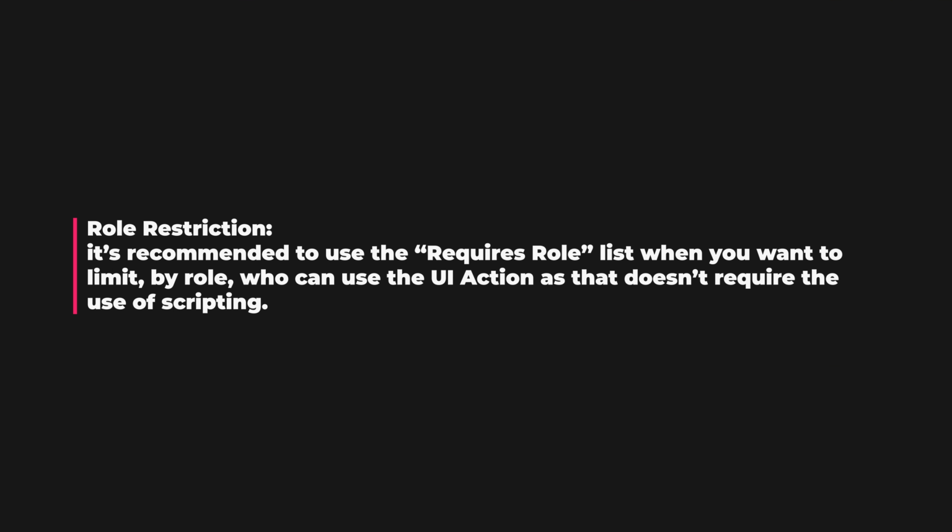The eighth nugget of knowledge applies to situations where you may want to limit by role who can interact with the UI action. Traditionally, you'll see most UI actions specifying user role checks via script in the conditions field. As we align things more closely to no-code, low-code solutions, it's recommended to use the requires role list when you want to limit by role who can see the UI action, as this doesn't require the use of scripting.